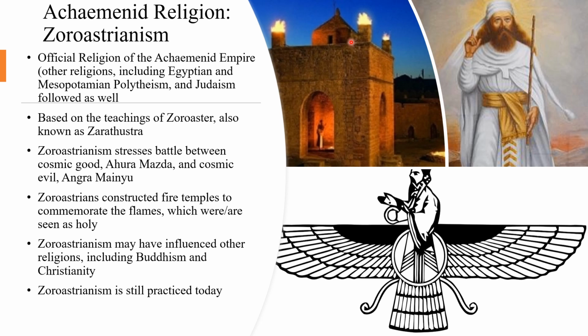Zoroastrianism may have influenced other religions, including both Buddhism and Christianity, and Zoroastrianism is still practiced today in parts of Asia and the Near East. By the way, this is a very simple discussion of the religious beliefs of the Zoroastrians, so far as they are relevant to the Achaemenid Empire.